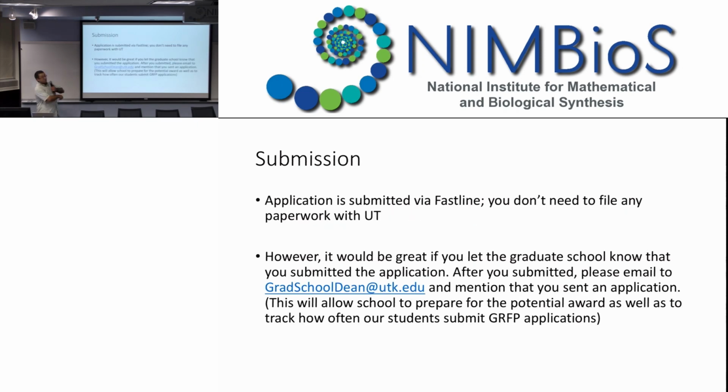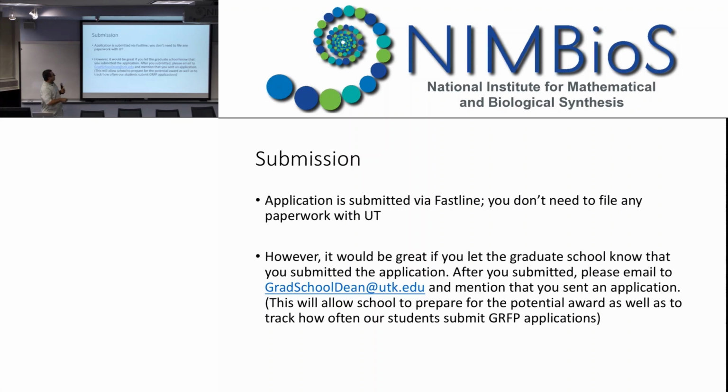Submission: you have to submit it yourself, essentially, on the website. It's called Fastlane, and it's in the solicitation. It says where exactly you're submitting. You have to have an account. Effectively, UT doesn't know if you apply or not. So if you are a graduate student here, you just submit yourself, and the university doesn't know.